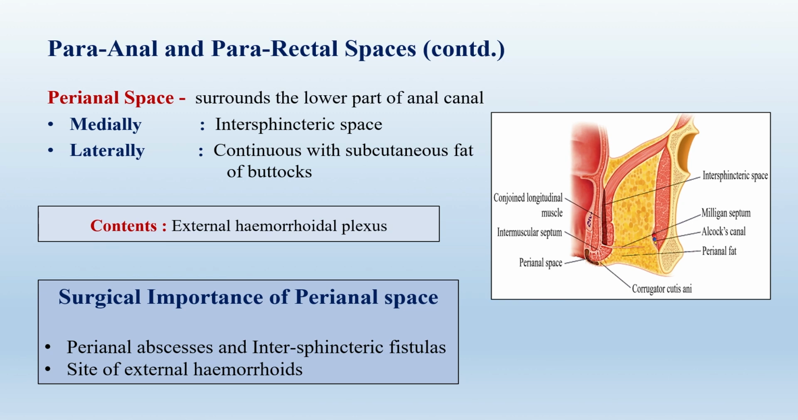Perianal space: now this is the Milligan septum, ischiorectal fossa. The lower one is the perianal space. Two important structures lie over there. One is the external hemorrhoids, and secondly, it is the commonest site of the perianal abscess. Because the anal glands which are present are normally 6 to 8 in number, we will come to that again. But they have around 12 to 14 ramifications, and these ramifications mostly go downwards. That is the reason in most cases we get perianal abscess along with intersphincteric fistula.